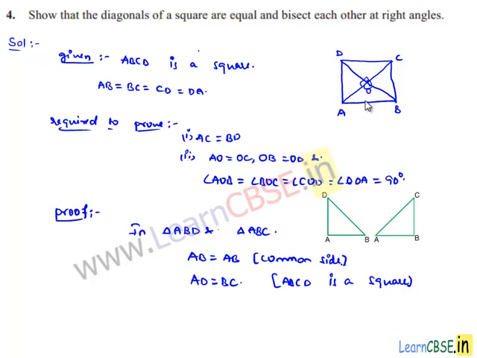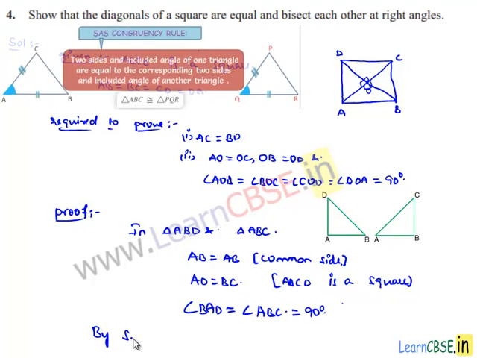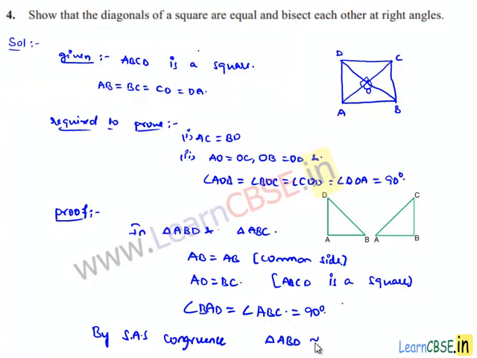And also finally we can say that angle BAD in triangle ABD is equal to angle ABC of triangle ABC, as in the square the sides are perpendicular to each other. So here in two triangles, one corresponding angle and two sides are equal. So by SAS congruence rule, we can say triangle ABD is congruent to triangle ABC.